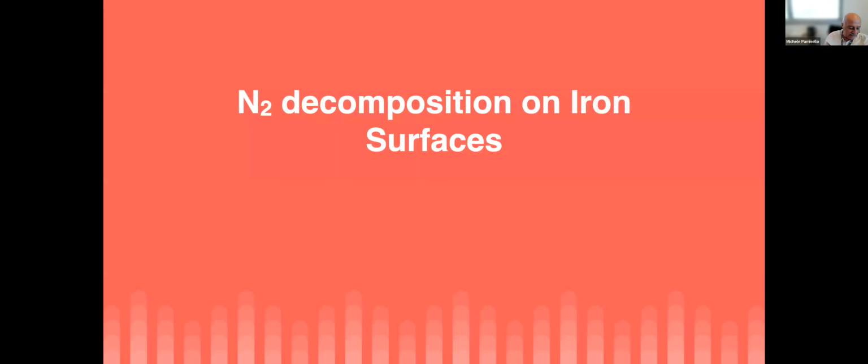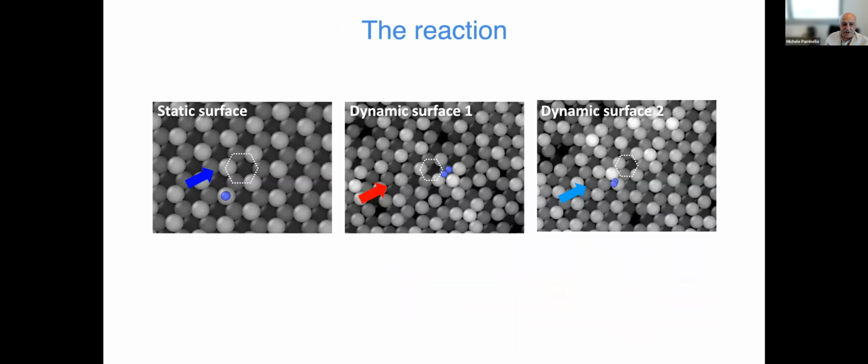Now we go to the last thing, and that's where I will stop and leave time. So this will be the grand finale. We look at the reaction, and we compare three different simulations: one with a static surface, and the other two with a dynamical surface. Okay, so let's do the movie of the static surface.